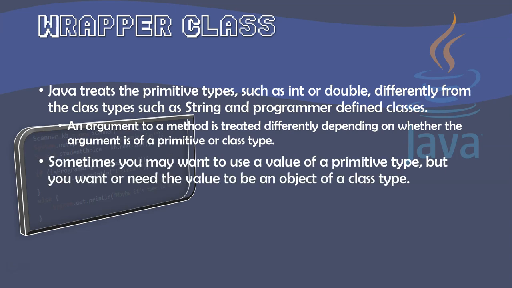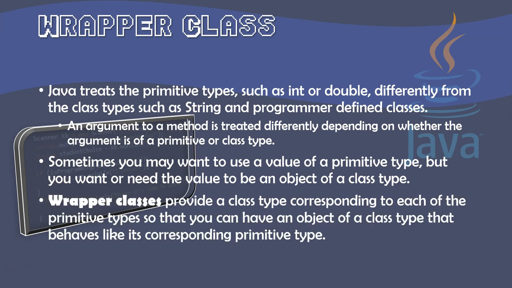Sometimes you may want to use the value of a primitive type, but you may need the value to actually be a class type. This is very relevant when we get into advanced data structures and start talking about things such as array lists, which only handle class types. Now, wrapper classes provide a class type corresponding to each of our primitive types. So you can have an object of a class type that behaves pretty much similar to its corresponding primitive type.